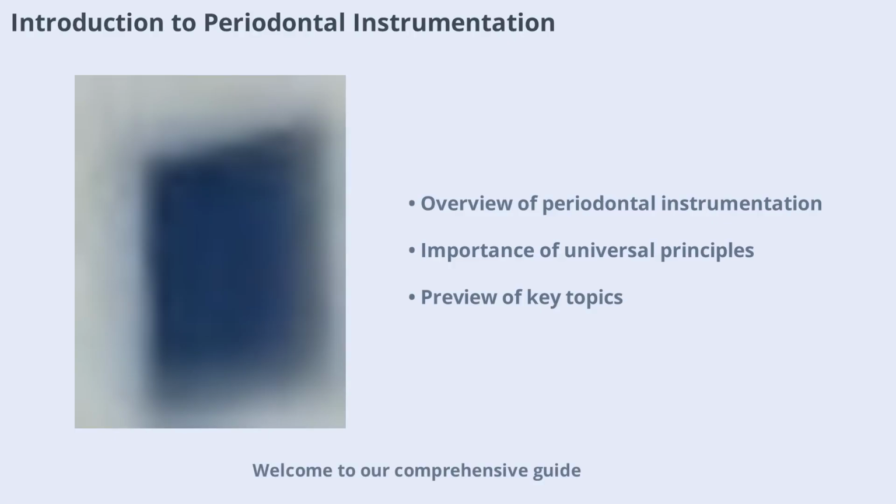Welcome to our comprehensive guide on the principles of periodontal instrumentation. Effective instrumentation is essential for successful periodontal treatment and is governed by several universal principles. These include accessibility, visibility, illumination, activation, retraction, and maintaining sharp, clean instruments.